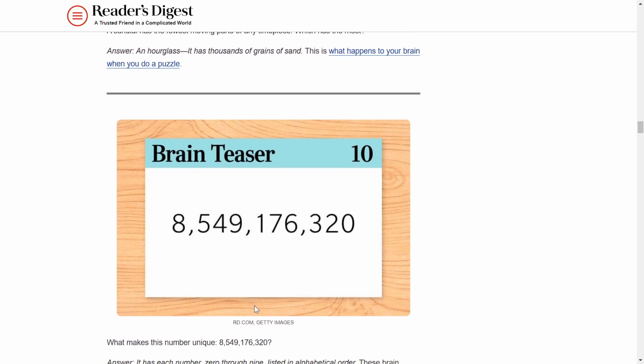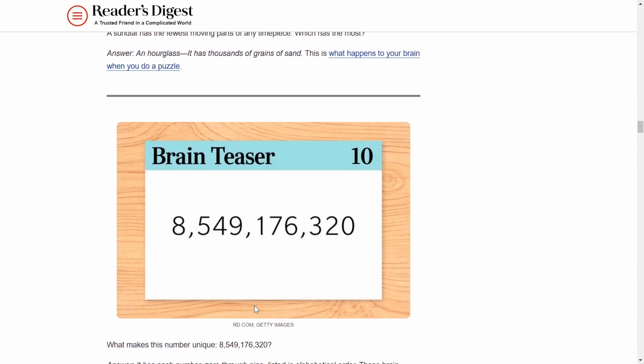8,549,176,320. I think it's the amount of people living on Earth. Is that not correct? Maybe. 8,549,176,320. Let's go first of all with sums of each of these compartments of 3. Well, let's start off with the overall sum.